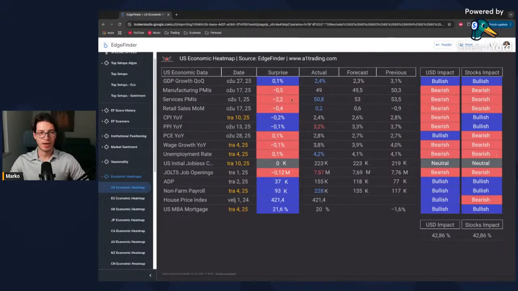Because all of this will be red. Okay, you will have a lot fewer jobs. You will have inflation going down a lot. You will have GDP growth being very negative. So all of this will be red. But for now, it's looking okay. It's not looking like the end of the world. So the US economic heat map is actually doing well.